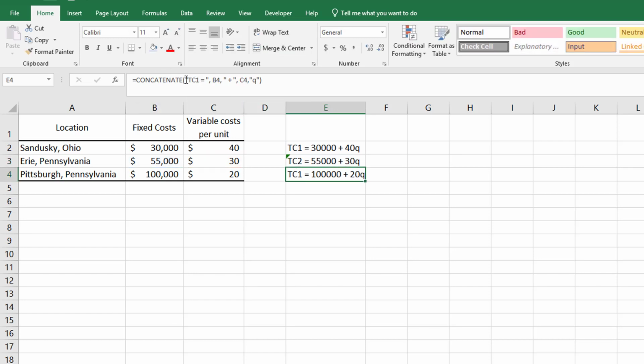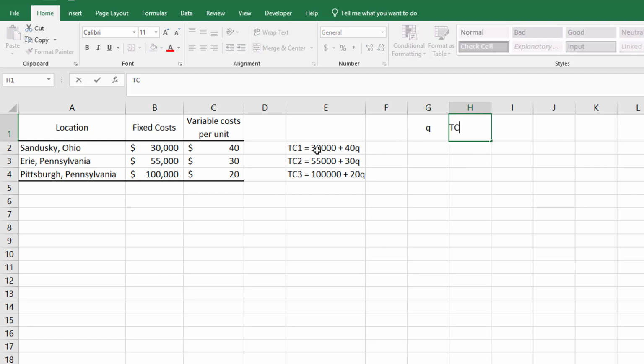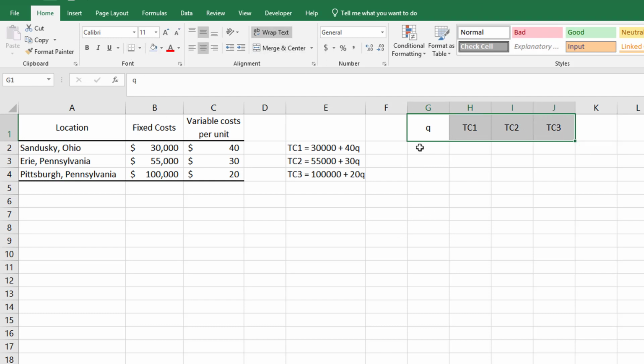So let me get the labeling right while we're sitting here. I have a total cost function for each of these curves. Now, what I would like to do is create a picture of each of these expressions. To create a picture in Excel, I need to give it some values for the domain. So I need a column with output in it, and then I need a column with the total cost from each location as a column heading. I'm just going to make this look a little bit better.